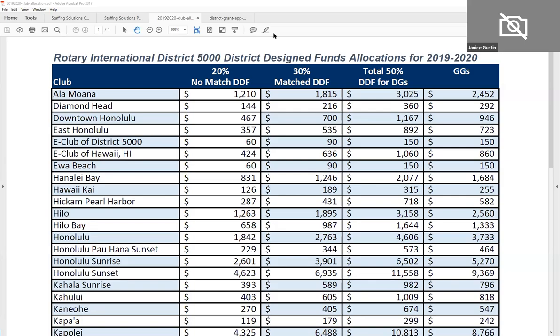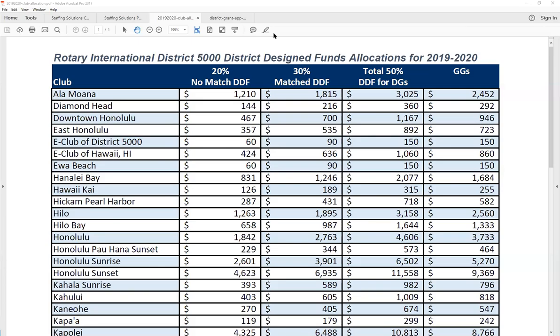Laura, it's Janice. A couple of questions. So the global grant money, can that be done later separately? Because our club had committed to Mark for an India blind project that we would donate. So can that be used later? Because he hasn't asked for the funds yet. They're still trying to get the global grant.